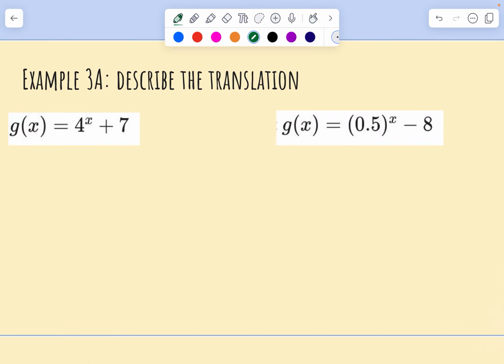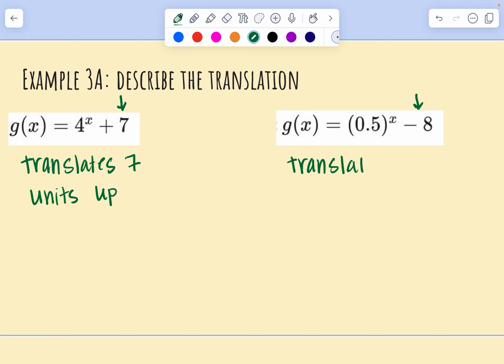These ones were just describing the translation, so describing any numbers that are being added or subtracted. Here we have the plus 7, which is being added at the end, which means it translates 7 units up. Here we're subtracting 8 at the end, which means it's translating down. So translates 8 units down.